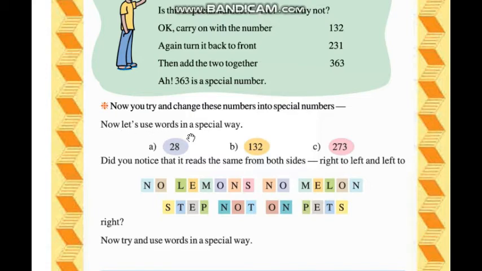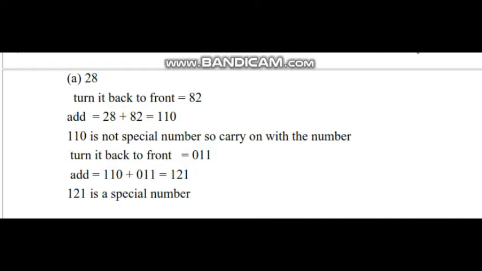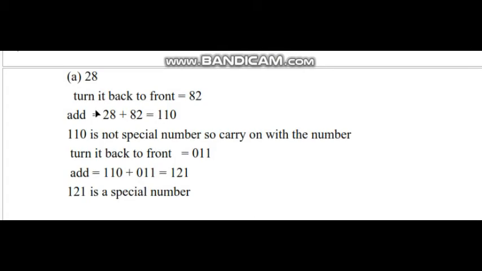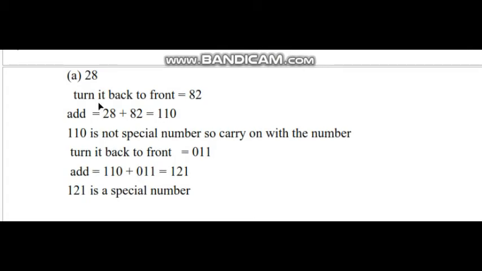Now let's use words in a special way. So children, here 28 is given, then question B 132 and question C 273. Now let us try and change these numbers into special numbers by following this rule. First take the number 28 and, as a rule, turn it back to front. That means reverse the digits.